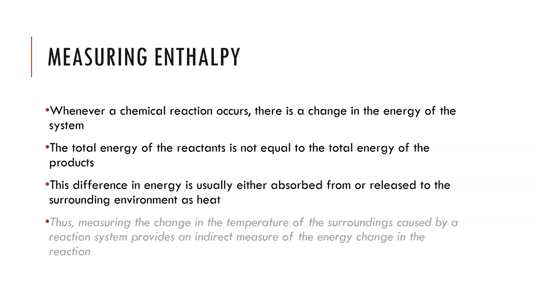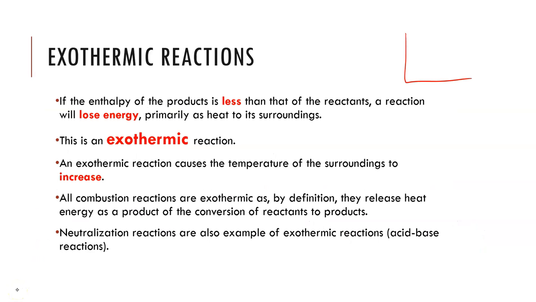So when we measure enthalpy, this is when a chemical reaction is occurring. We can measure the change in the system, and we do this by measuring a change in temperature. Measuring the energy absorbed or released by a system can be done by measuring the change in temperature of the surroundings, because energy coming into or out of the surroundings will cause a direct change in temperature. When we're talking about exothermic reactions, these are reactions where the energy exits from the system into the surroundings. This is because the enthalpy of the products is less than that of the reactants. So a reaction will lose energy primarily as heat to its surroundings.